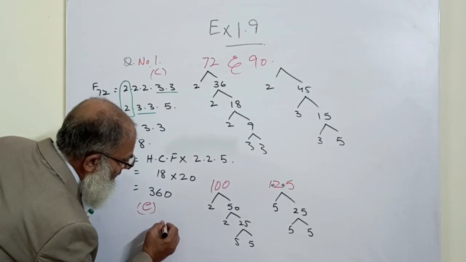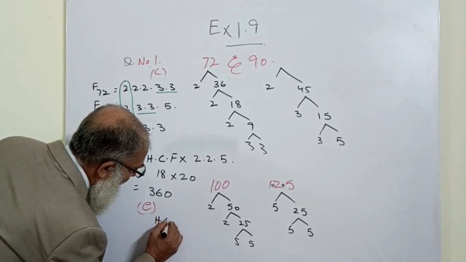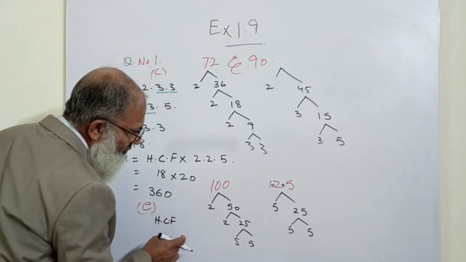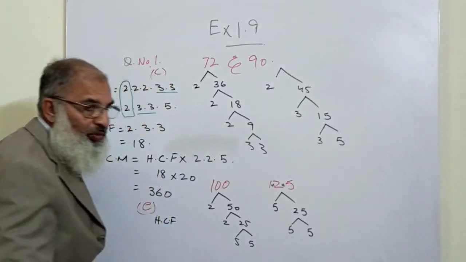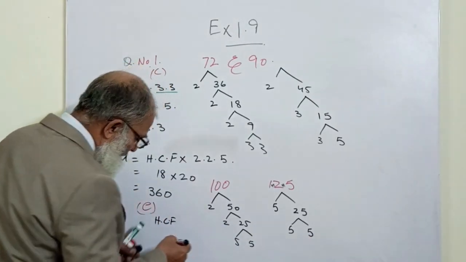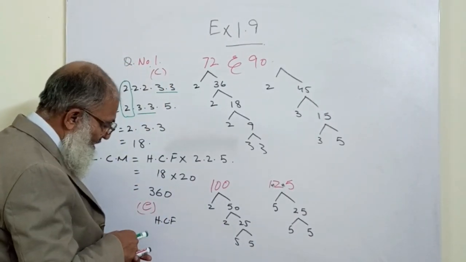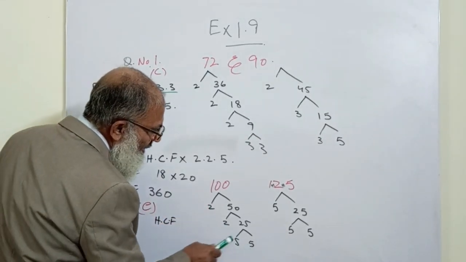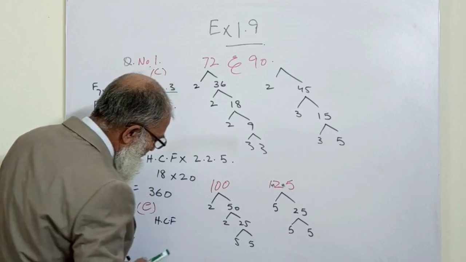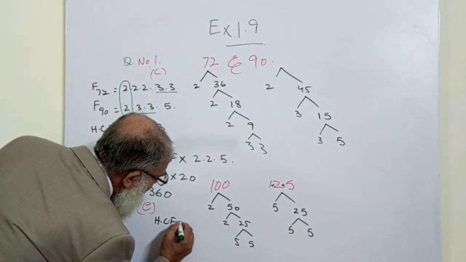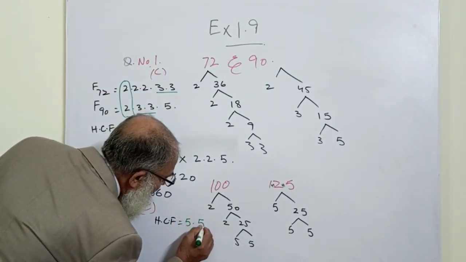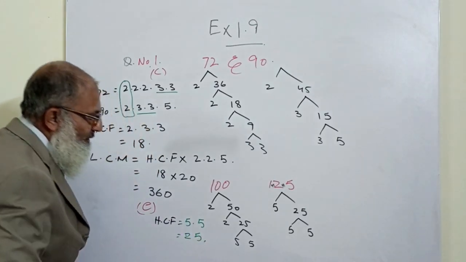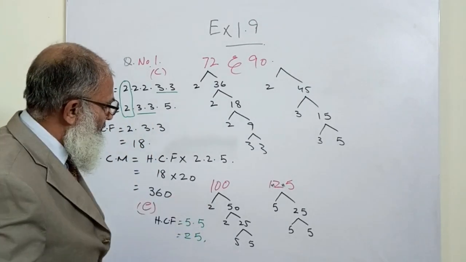So the HCF becomes, what are the common? These two 5s. Now the commons are, this is not common, this is not common. Only this pair is common and this pair is common. So we write here 5 times 5. So 25 is the HCF of both.